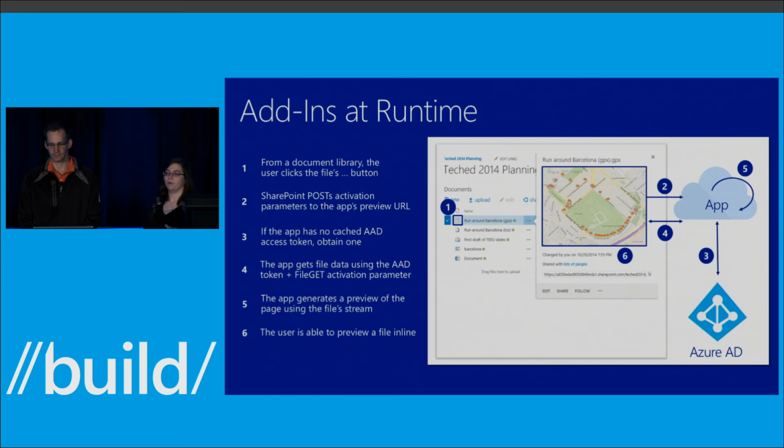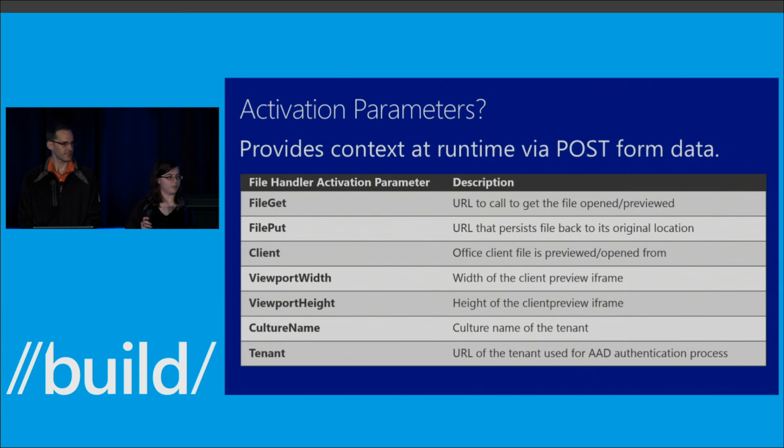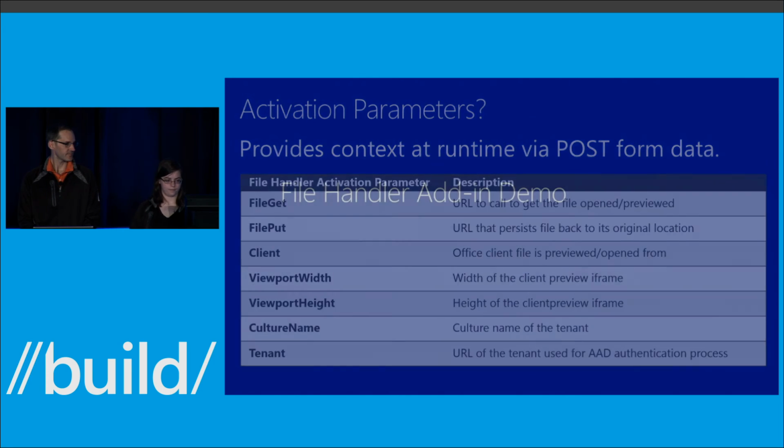So to talk a little bit more about this contextual data, we provide a bunch of post form data, and we're rolling out some changes in the next few weeks that will change these a little bit. So I would highly recommend going to dev.office.com and looking at the documentation for this yourself. But in short, you get a bunch of information about what exactly the app needs to run. So the file get and file put, our activation parameters are just HTTPS URIs. The client is what workload, things like that.